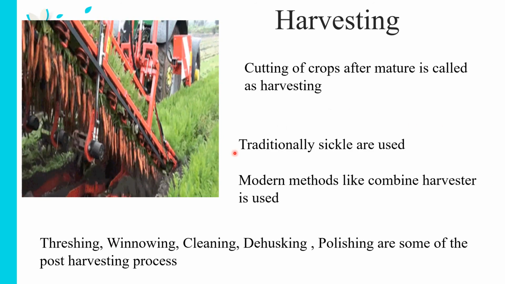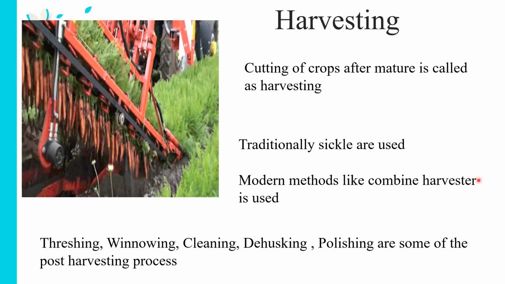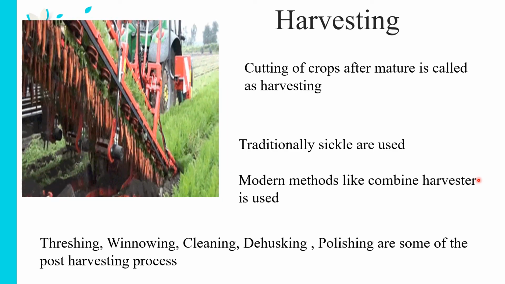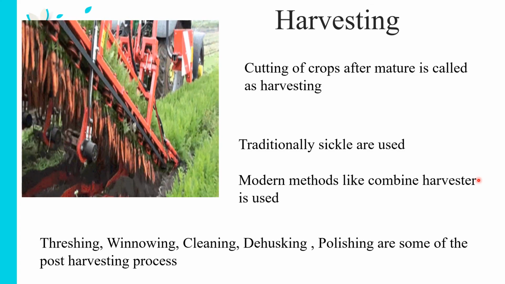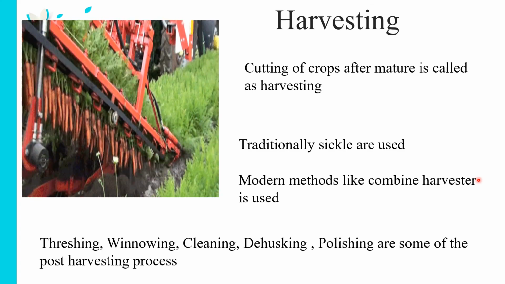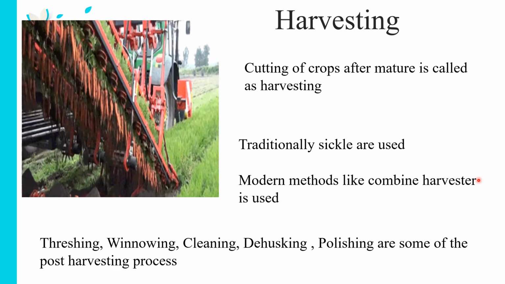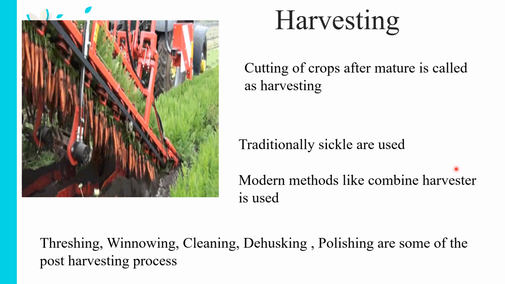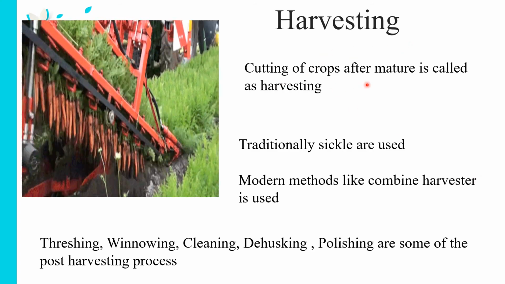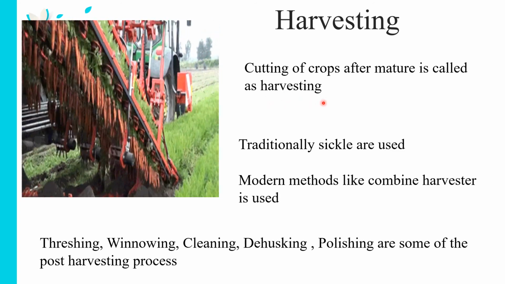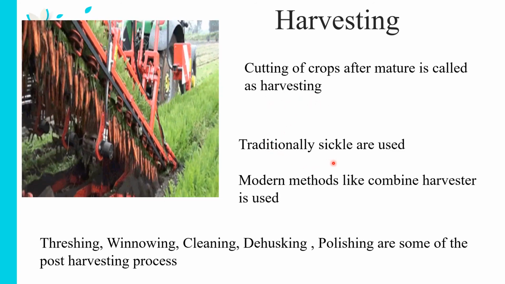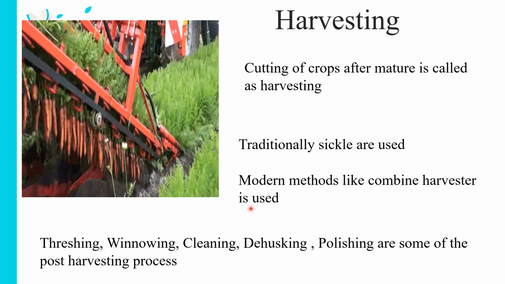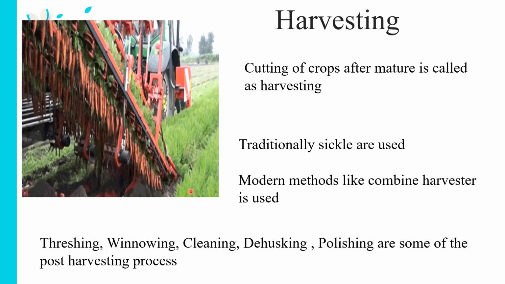So finally, let us go again from the beginning. We have prepared the soil, we have sown the seeds, we have added manure and fertilizers, and we have even irrigated the field, and we have also removed the unwanted plants, that is the weeds. Now what is left? Fully grown healthy crops, and these crops have to be cut, and that is called harvesting. So cutting of crops after they are matured is called harvesting, and traditionally it is done with a hand tool called a sickle, whereas in modern days a combine harvester is used, as you can see in the picture.